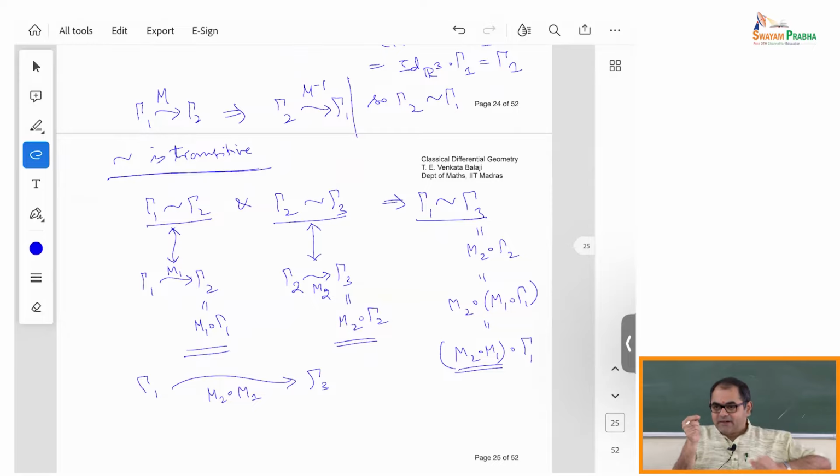So after having proved that this is an equivalence, instead of saying gamma 1 is related to gamma 2, you can simply say that gamma 1 is rigid motion equivalent to gamma 2. So basically what you are saying is that rigid motion is an equivalence. One curve being related to another curve by rigid motion is an equivalence relation.